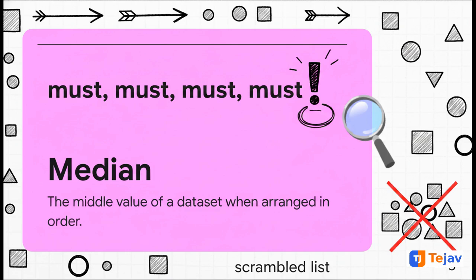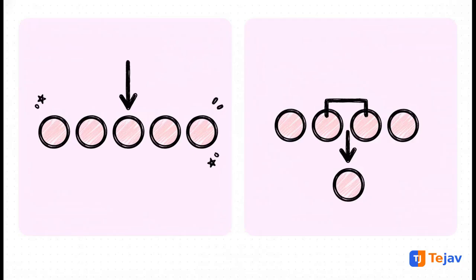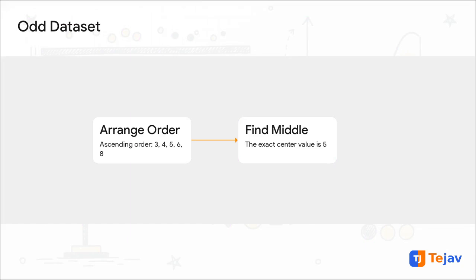Always sort first. Depending on how many numbers you're dealing with, the median actually plays by 2 slightly different rules. If you have an odd number of observations, like say 5 or 7 numbers, it's super easy. There's one perfect middle number sitting right there in the center. But if you have an even number of observations, like 4 or 6 numbers, there isn't one single middle number, there are 2. In that case, you just find the average of those 2 middle numbers. Let's walk through this step by step with an odd dataset, using our numbers from before. 4, 8, 6, 5, 3.